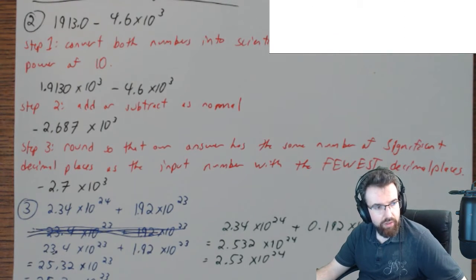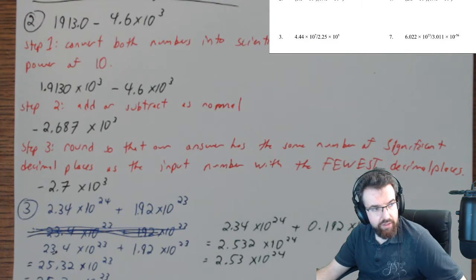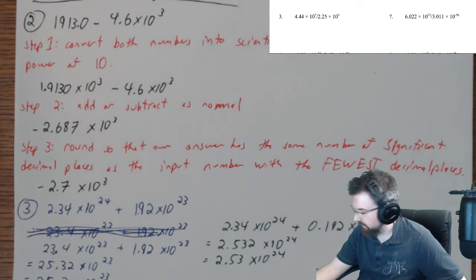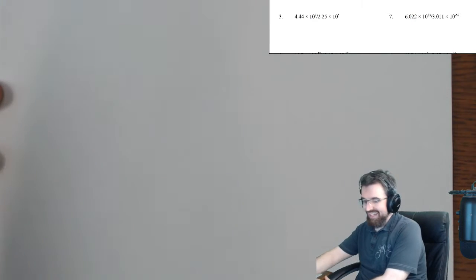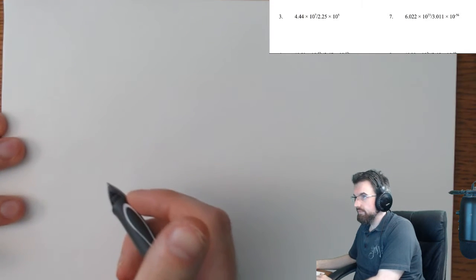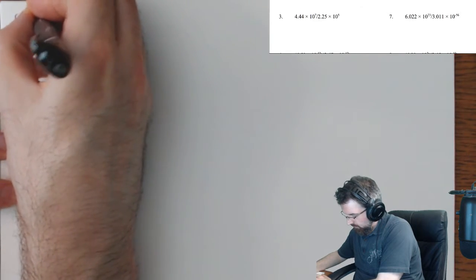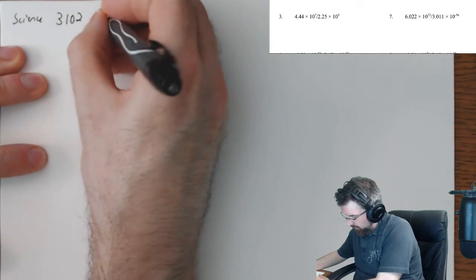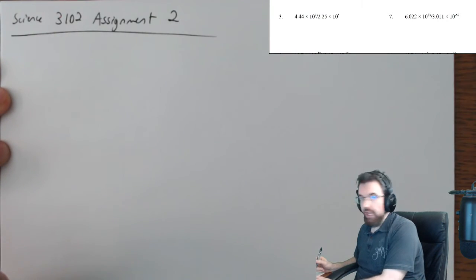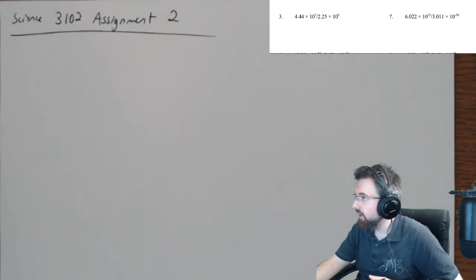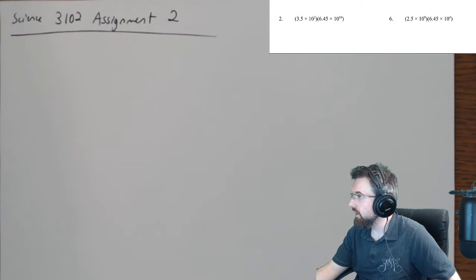Okay, and just to be totally thorough, I will show you one of the multiplication ones as well. There's also something to be said about the multiplication of scientific notation for this activity. This is still going to be the Science 3102 assignment 2 again, but we're going to do the multiplication ones now. I wanted to do question 2. I've scrolled down too far for my little window.